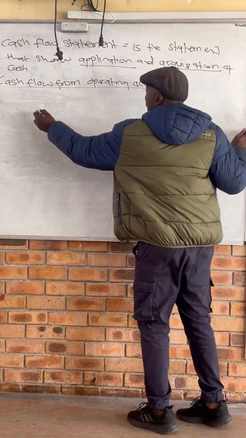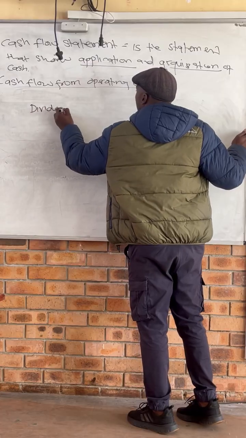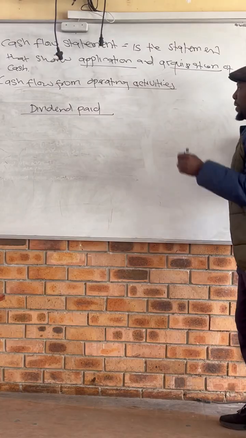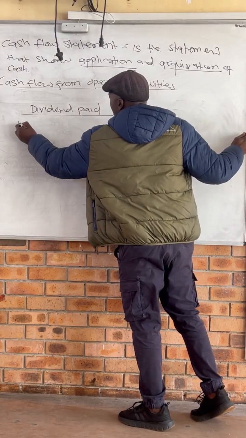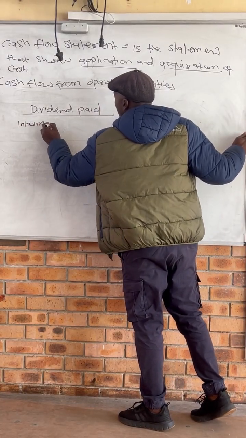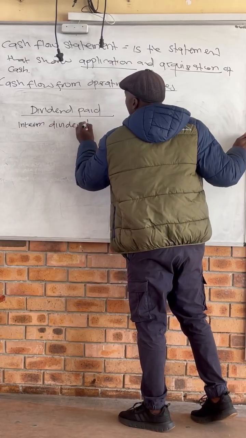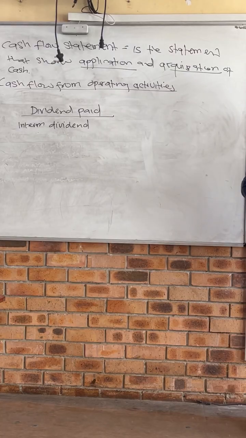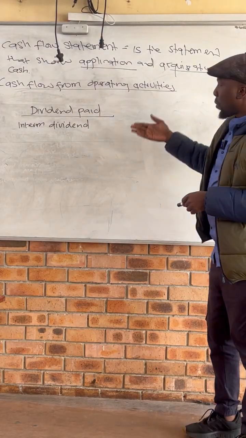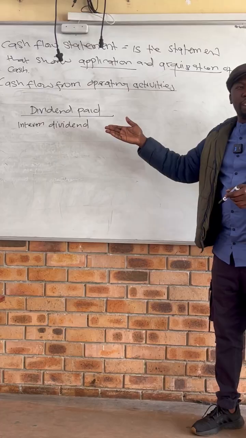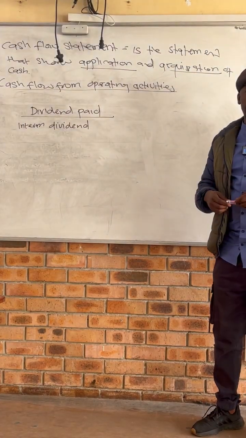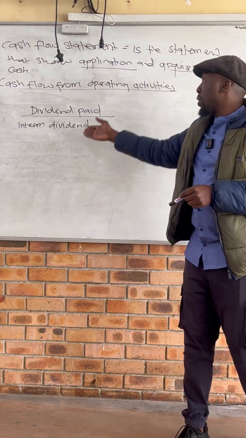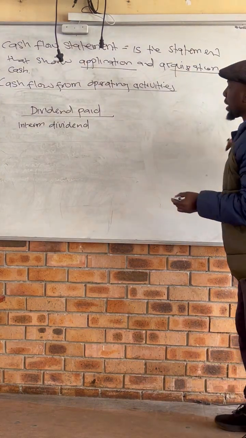So here is our dividend paid. Under dividend paid, the one that we usually pay is the interim dividend. Our interim dividend may be given as the dividend per share, and then we use our number of shares and multiply so that we get our interim dividend. Or we can use the retained income again. That's where we get our dividend.